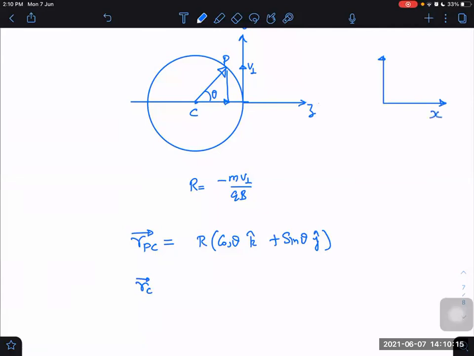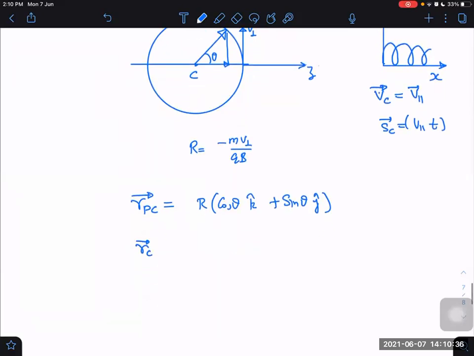And if I look from the x-axis perspective, then the velocity of point C, the center of this, will actually be V parallel. Therefore, the displacement of point C will be equal to V parallel into T. It is moving along the x-axis. That's why the path followed will be this spring-like path.